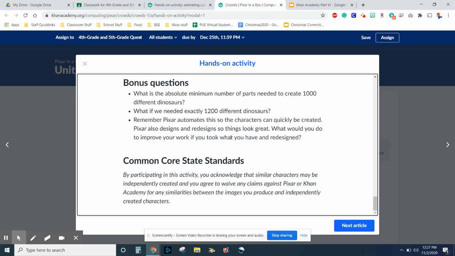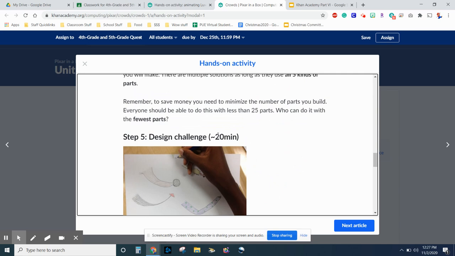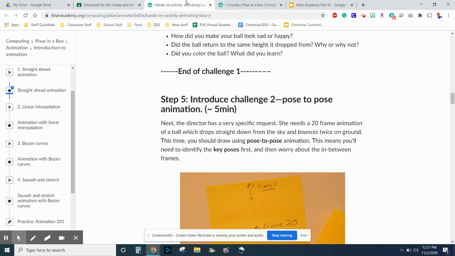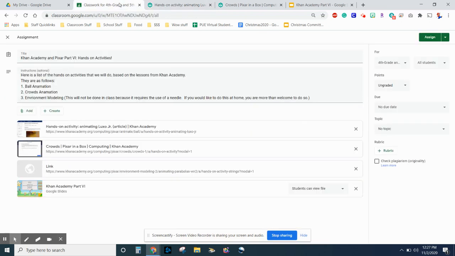So that is what we're going to do with these hands-on activities. And all you're going to need here is paper and coloring. That's all we're going to do. So we can start with pencils, but I think I only have markers. So we might be a little limited with that.